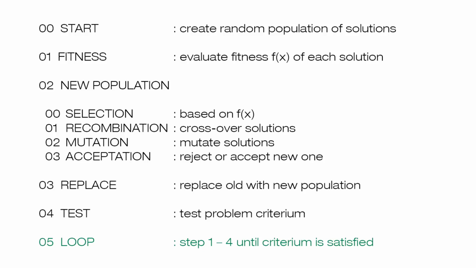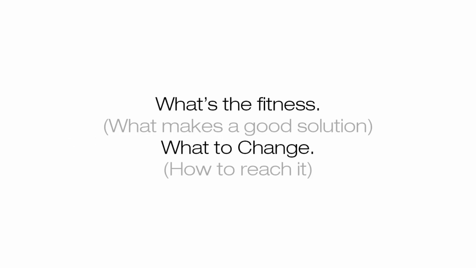To use a genetic algorithm in solution finding, what do we need to know? I think we need to know two things. What is the fitness? Or basically, what makes a good solution? And second, we need to know what to change. What do we modify in these solutions to reach better ones? I think this is better understood through an example.